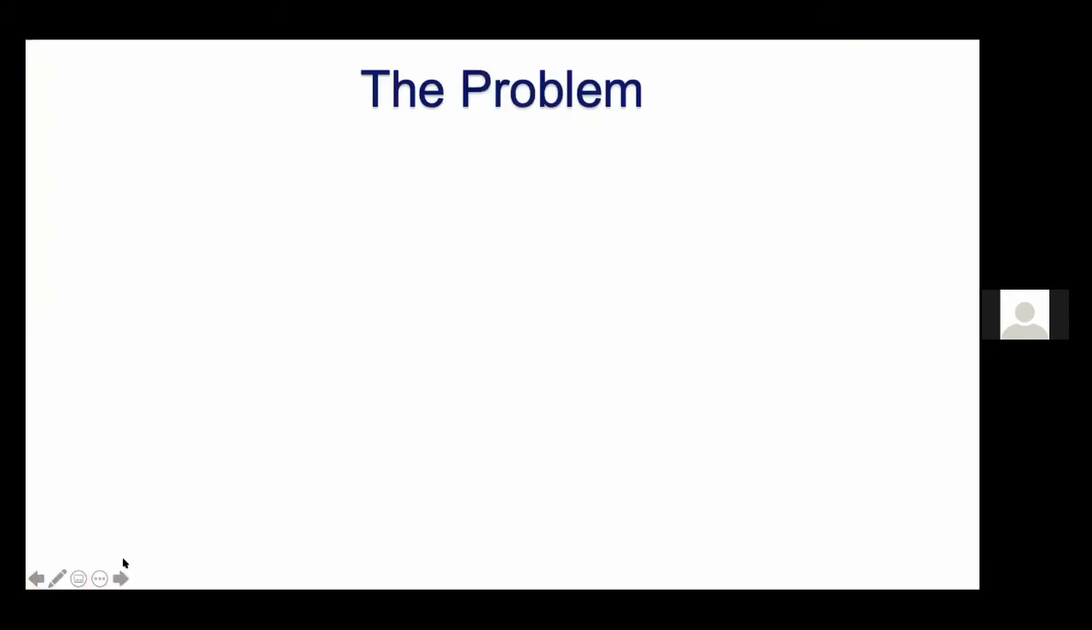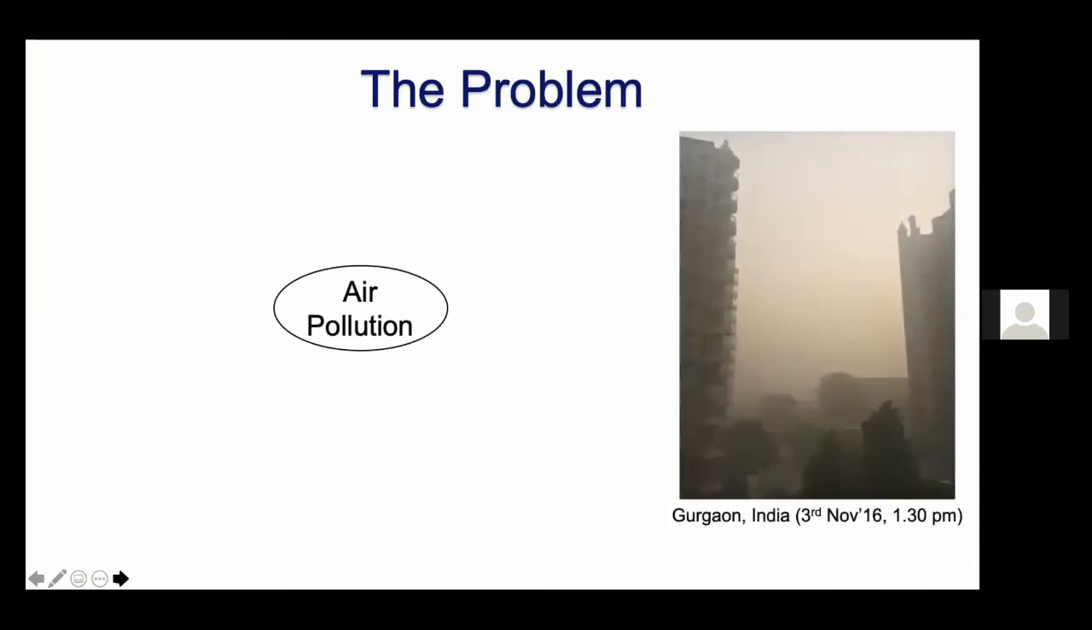So firstly, what is the problem? The problem is air pollution. I'll take you outside my house in Gurgaon, near New Delhi in India, around 4 years back, where we had a serious pollution episode where for almost a week we couldn't see daylight. This is a photo which I took around 1:30 p.m. And that's the bad situation over there.